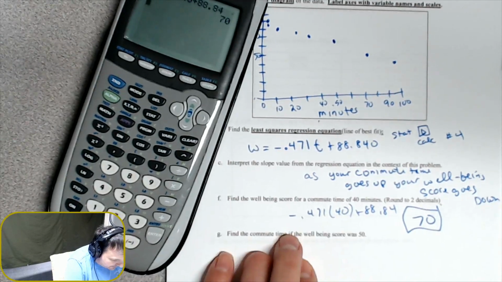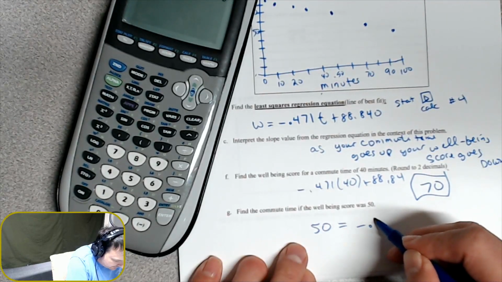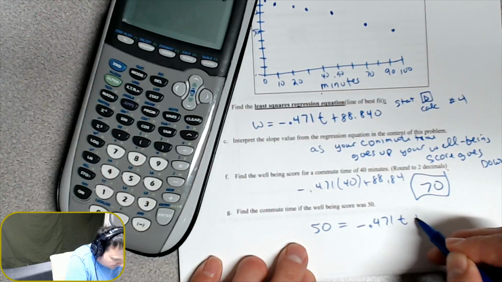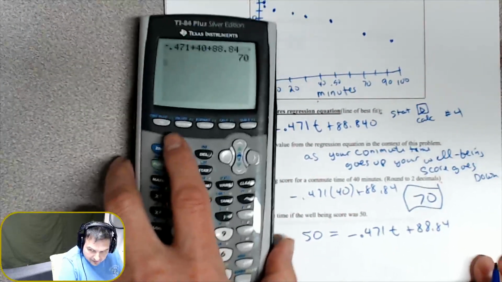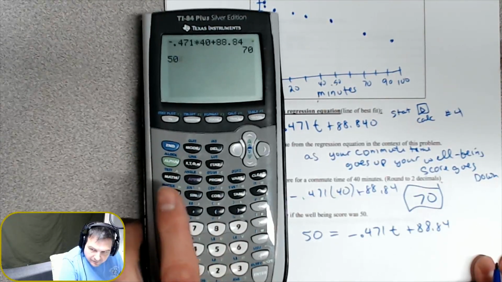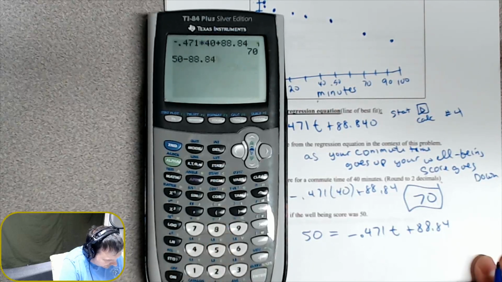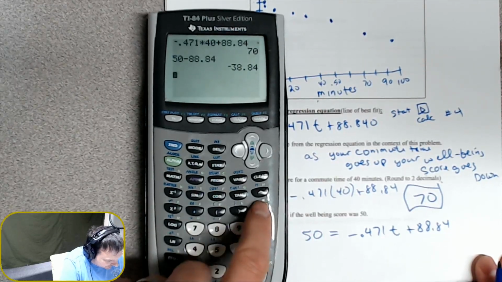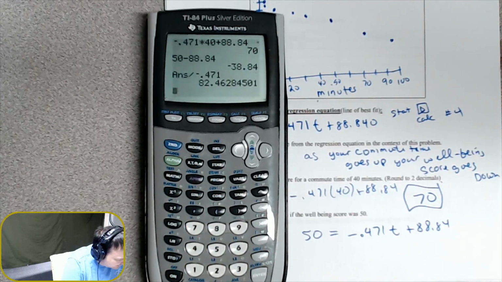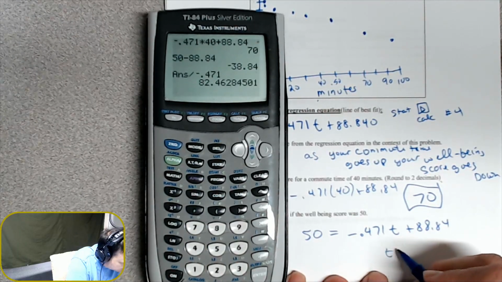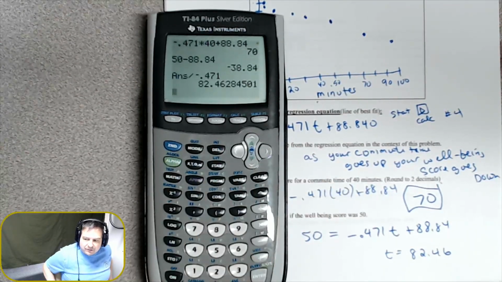Now find the commute time if your well-being score is 50. So we're just going the other way now. The well-being score is 50, and we're going to solve for the commute time. Now remember what we've got to do. We take our 50, minus 88.84, hit enter, divide by negative 0.471. And it looks like my commute time is going to be 82.46. It said round to 2 decimal places.